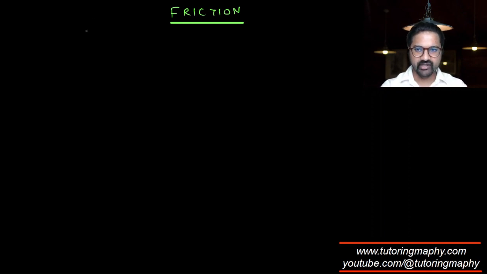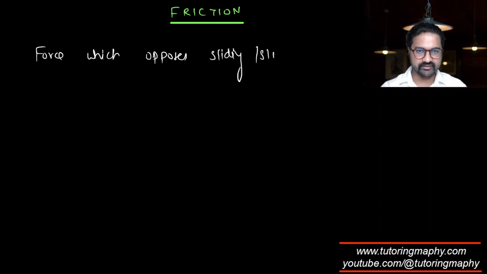What is friction? Friction is a force which basically does not like sliding, which basically does not like the motion. So friction is a force which opposes sliding or sliding tendency. What is the meaning of this? Tendency.